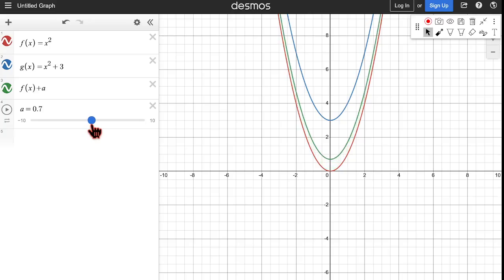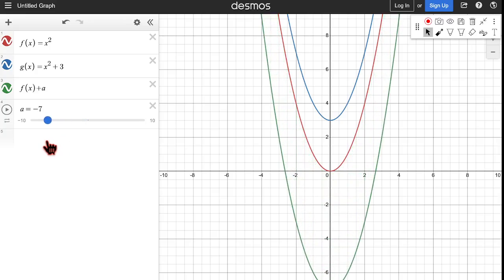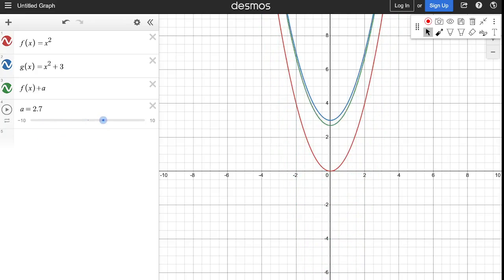If a is a little bit positive, every time it moves it up. So when a is 2, it's moved up 2. When it's 3, it's moved up 3. So we're adding to it. And again, if we go in the negative direction, it does what it tells us. We're subtracting, so we're moving down the y-axis. So that's the effect of adding or subtracting something on the outside of a function.